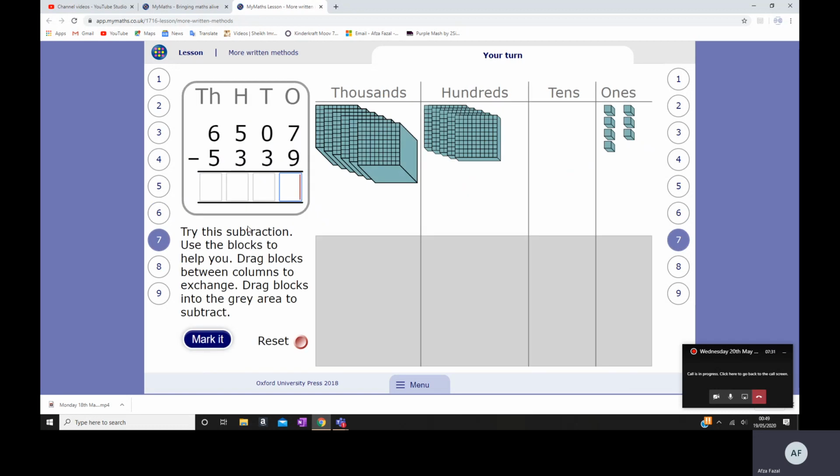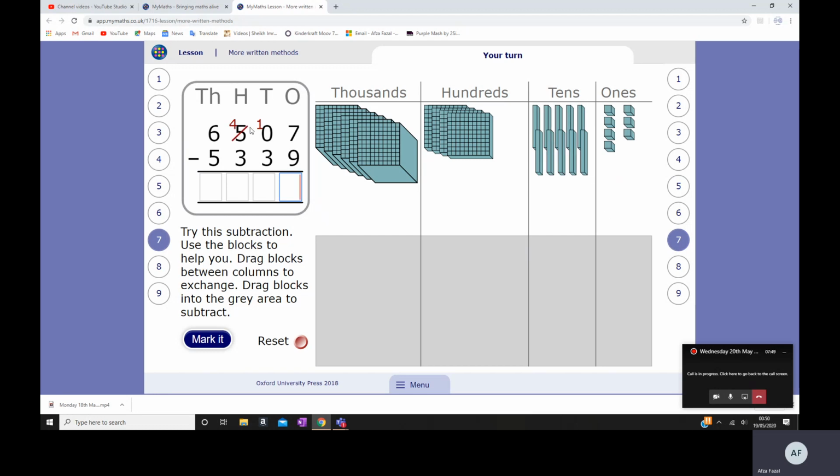Now you've got another example here. You're going to try it with this subtraction. Use the blocks to help you. Drag blocks between columns to exchange. Drag blocks into the grey area to subtract. So 7 take away 9. I can't do that. So I'm going to put 100 in the tens column to get 10.